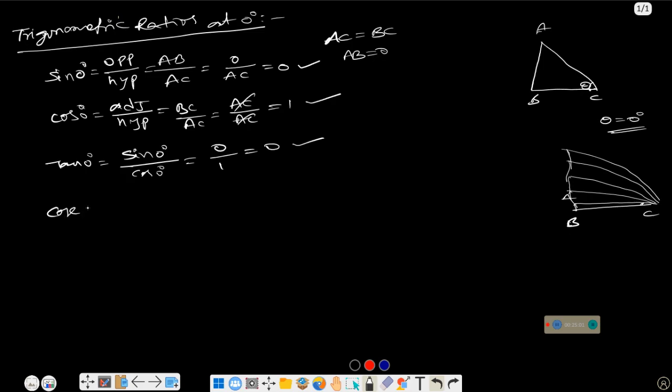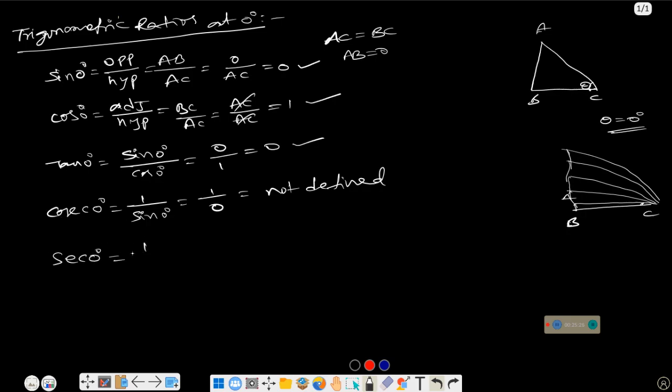Next, cosecant 0 degrees. Cosecant is the reciprocal of sin theta only, right? That means 1 by sin 0. Sin 0 means what here? 0. So anything by 0? Not defined. So anything by 0, what? Not defined.